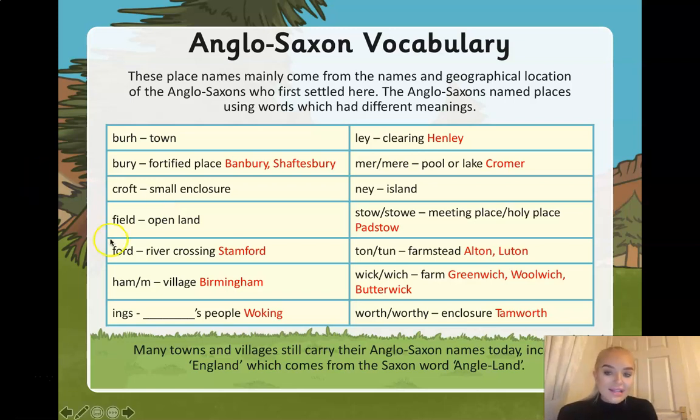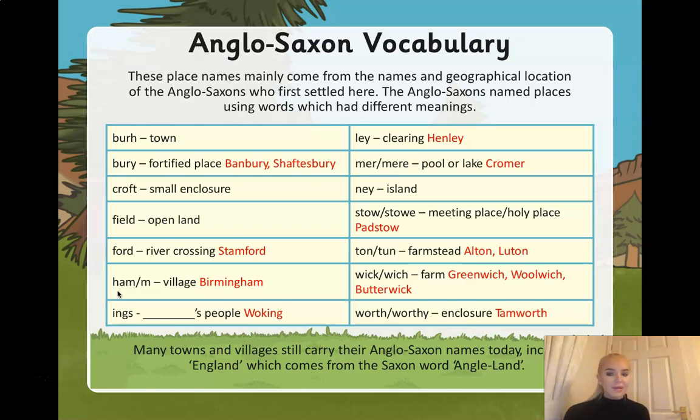If a place ends in ford, like Stamford, this means that it's a river crossing. So through Stamford might be a river and people can cross that river. Now, that might mean that it's not the same today because that's back in the Anglo-Saxon time. We've looked at this one before, ham. So this could be ham with one M or ham with a double M.